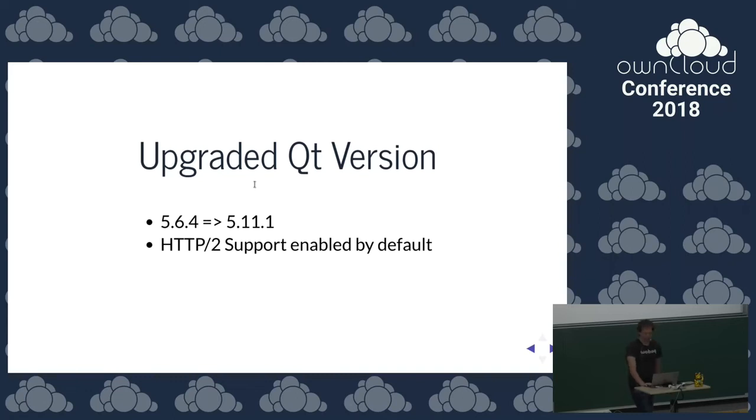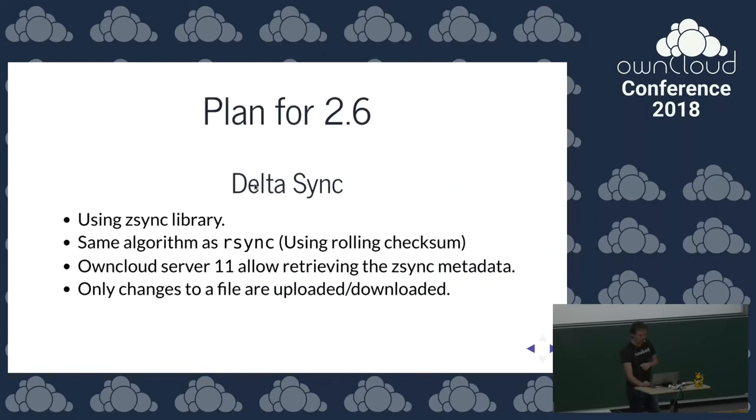And as in every version, we also upgraded the Qt version. So especially this means that now HTTP2 support, which was already kind of supported in the previous version, is enabled by default within the new Qt. And in 2.5 there are also a lot of bug fixes as usual, like HDPI support and things like that. So let's move to the plan for 2.6, which is probably going to be released next year.